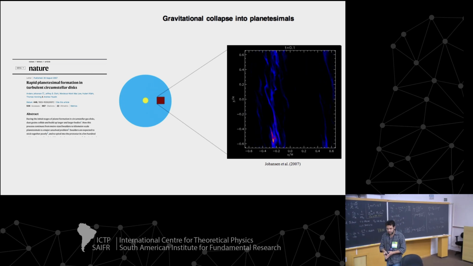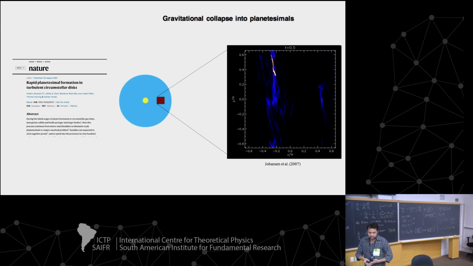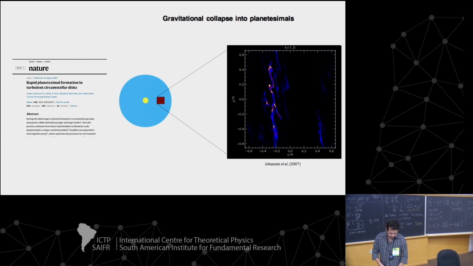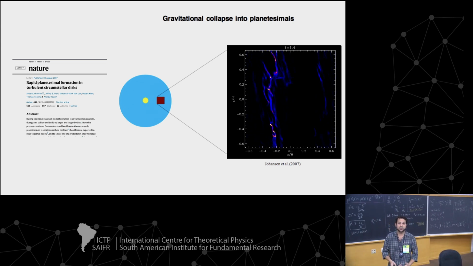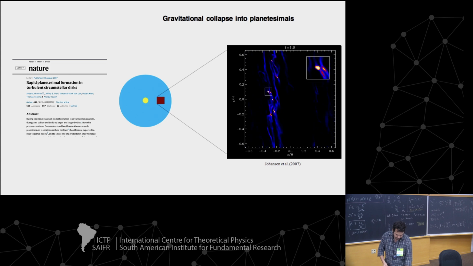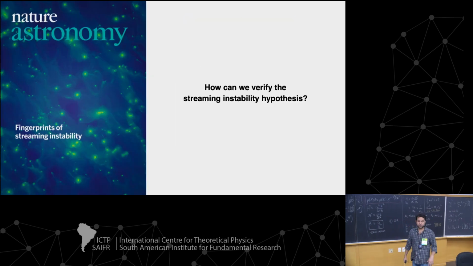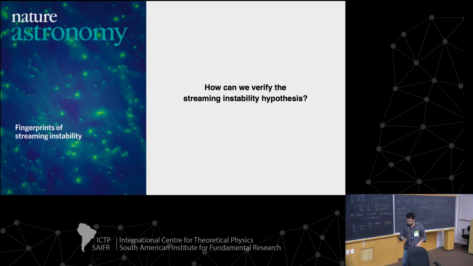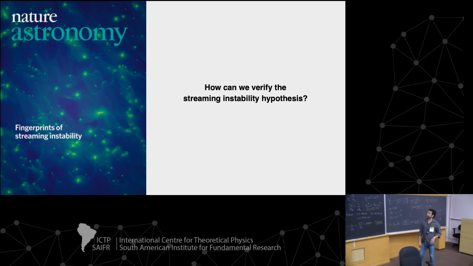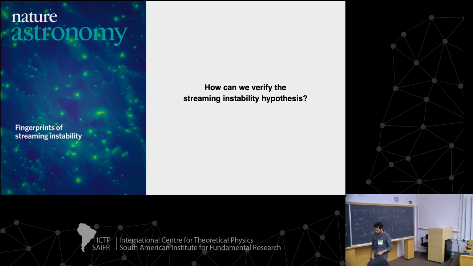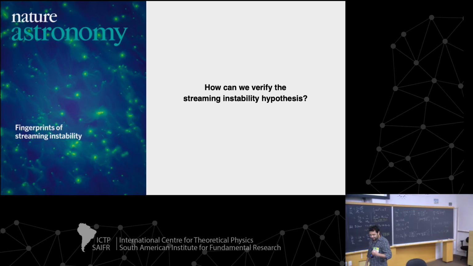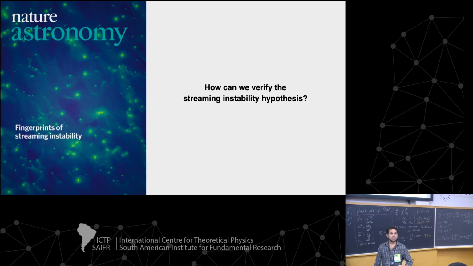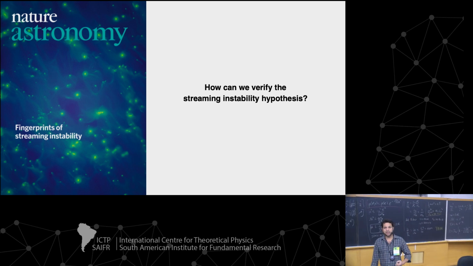So you are collapsing then the dust through this mechanism, right? You can now concentrate the dust grains to the critical densities to produce asteroidal mass objects. The question is then, this is all coming from theory, right? So how can we verify the streaming instability hypothesis? There are lots of good people working on this to try to find out if we have found the mechanism to produce planetesimals. So how do we find the evidence for this?